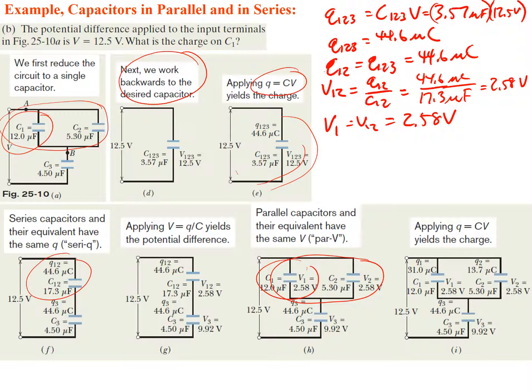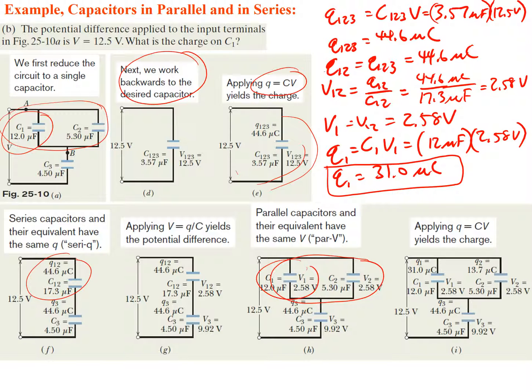Now, if I wanted to find Q1, I just found the voltage for this capacitor, and we know what the capacitance is, so I can find the charge. We're going to use the same equation, but now solved for Q. It's C1V1, which is 12 microfarads, given to us, times 2.58 volts. And we see that our Q1 is equal to 31.0 microcoulombs.